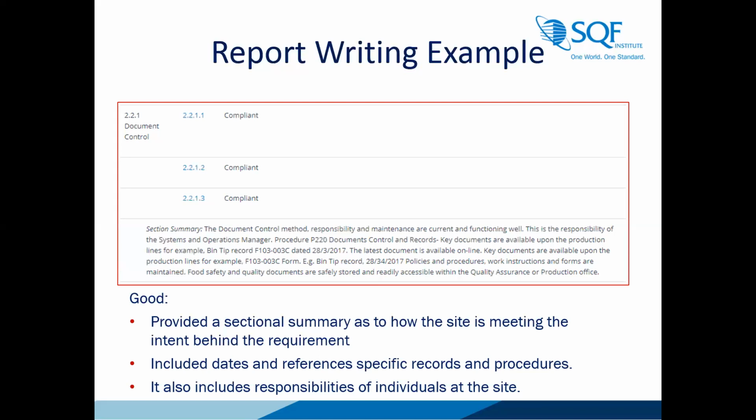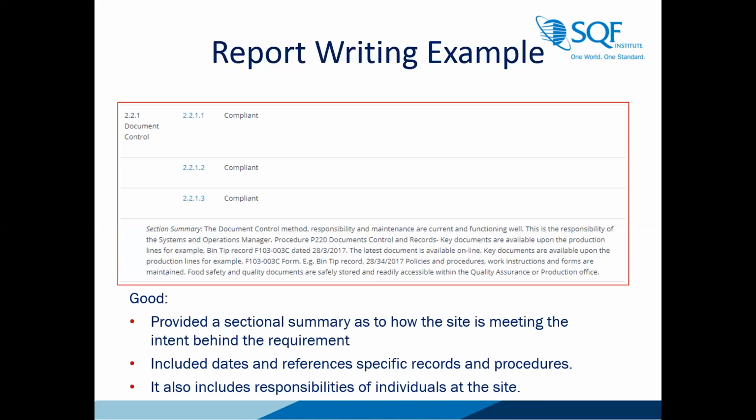It provides a sectional summary of how the site is meeting the intent behind the requirement. It does include the facts. It includes the records that the auditor reviewed, the dates of the records, and specific procedures that the auditor reviewed. And it also includes specific people that they interviewed. So they included the records, the name of the records, the interviews, and the observations that they saw. They looked at the responsibility of maintenance. They looked at the responsibility of the document control methods and whether it was functioning well. So they really did go to RIO and look at the records, the interviews, and the observations on this particular code requirement.